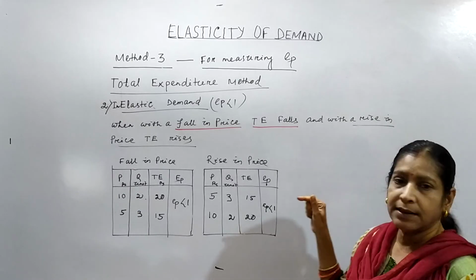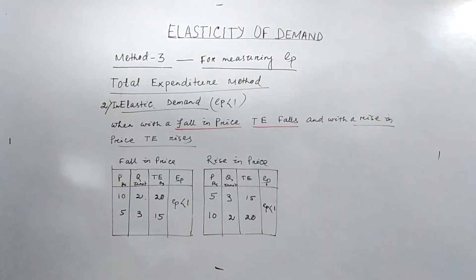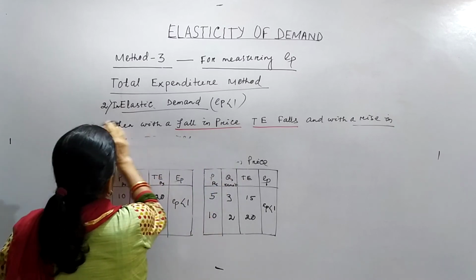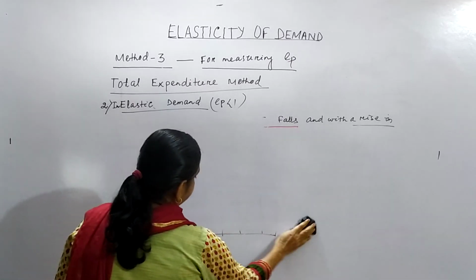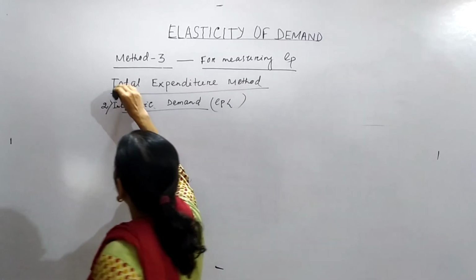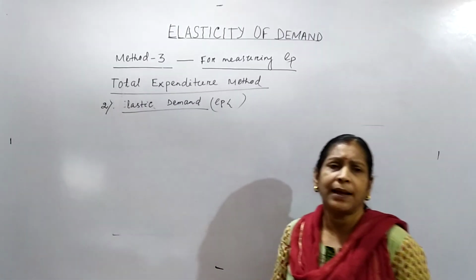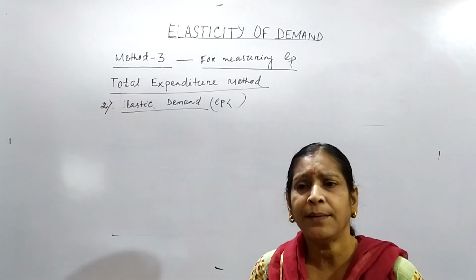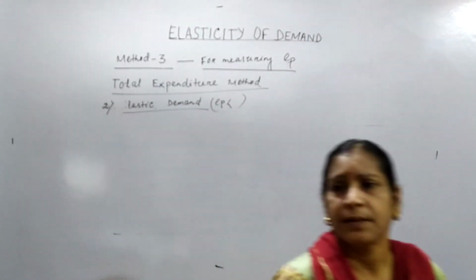Elastic method and inelastic method, they are just reverse of each other. This is your two methods of measuring elasticity in the total expenditure method. Another method is there, that is zero elastic. In the zero elastic method, change in price and change in total expenditure do not respond to each other. Whenever there is a change in price, total expenditure doesn't change with price.